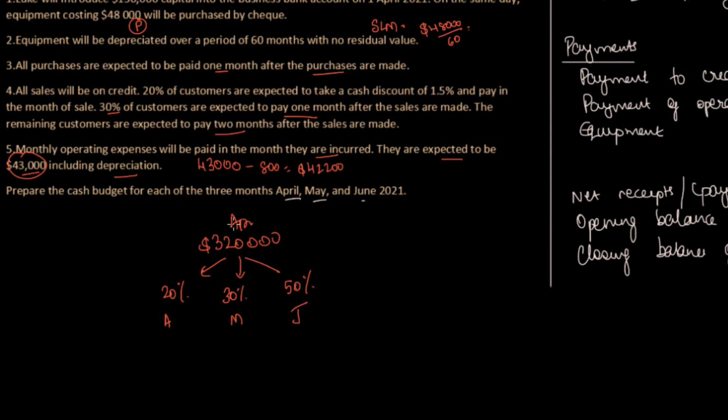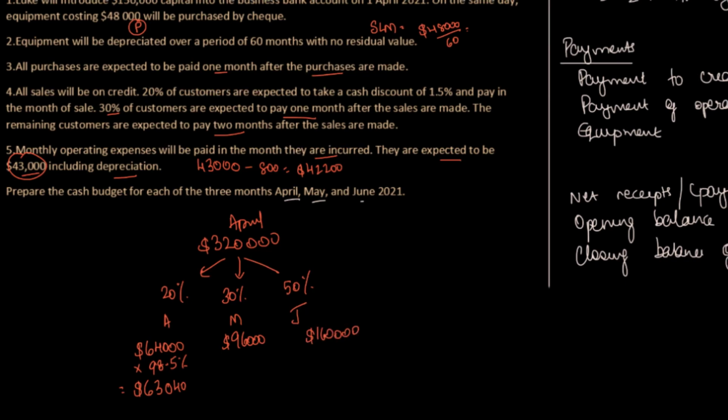This is April sales. 20% was collected in April, so 20% of 320,000 works out to 64,000. But this was collected after deducting 1.5% cash discount. So this I'm going to multiply by 98.5%. So I get 63,040. This was collected in the month of April for April. Then in the month of May, 30% of 320,000, 96,000 was collected. And in the month of June, 50% of 320,000, 160,000 was collected.